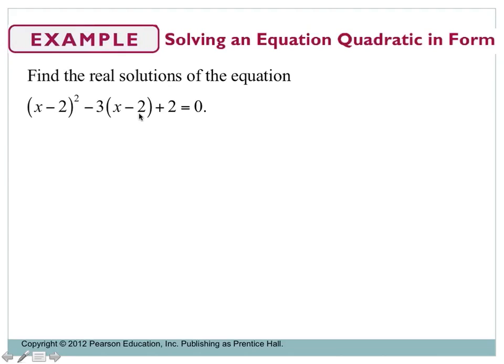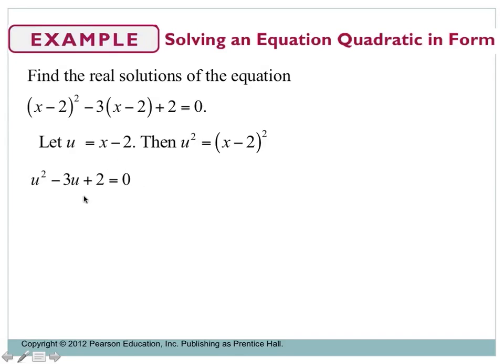What we're going to do is treat this like a quadratic equation. We're going to use something called u substitution. So we're going to let u equal x minus 2. All we're going to do is everywhere we see our x minus 2, we're going to put a u there. So I'm going to rewrite this. So really I have u squared, because it was x minus 2 squared, minus 3u plus 2 equals 0.